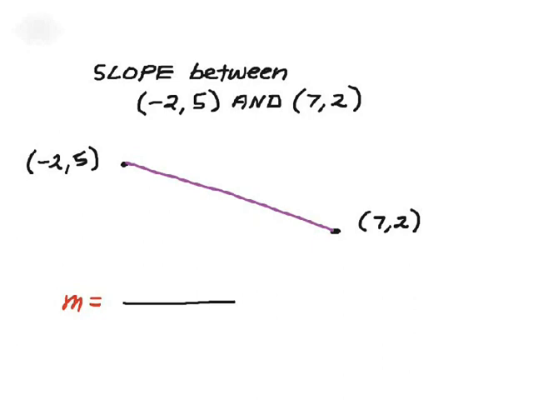So using the formula, I could take the change in y coordinates, and let's just go left to right and subtract 5 minus 2 over, and then we would again have to subtract from left to right, so -2 minus 7. So we would get 5 minus 2 is 3, and -2 minus 7 is -9. And this would be a slope of -1/3.